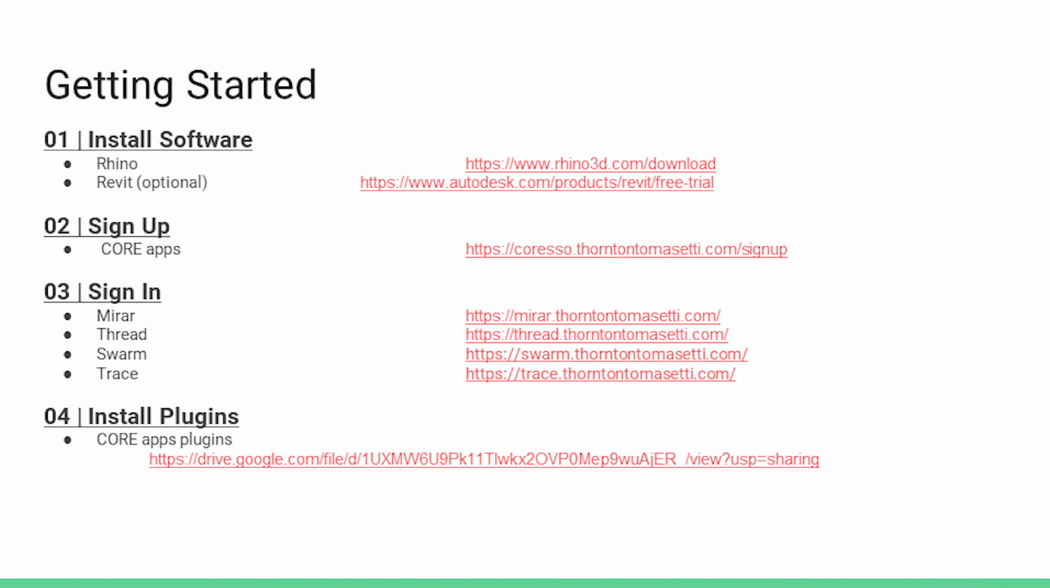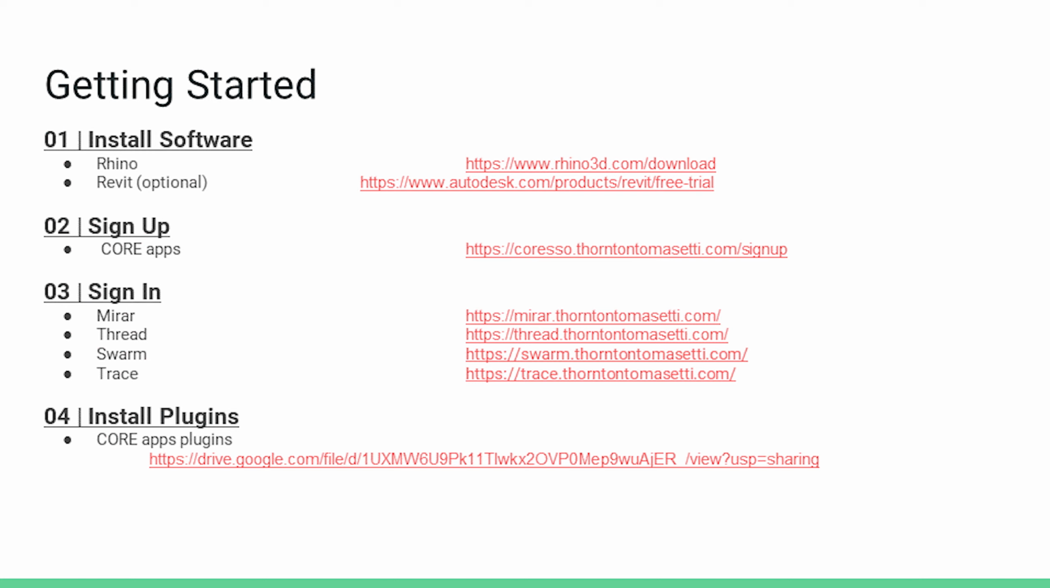As I showed already, there are two pages here. One is just all the installations. If you haven't signed up for a Core Apps account yet, please go ahead and do that. I'll take a second in just a minute to go through and make sure everyone's approved for everything. Then for each one of the apps, once you're approved, Mirar, Thread, Swarm, and Trace, you can go and sign in and make sure you have access, and we'll go through that.